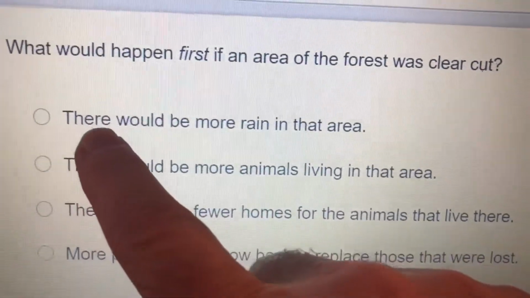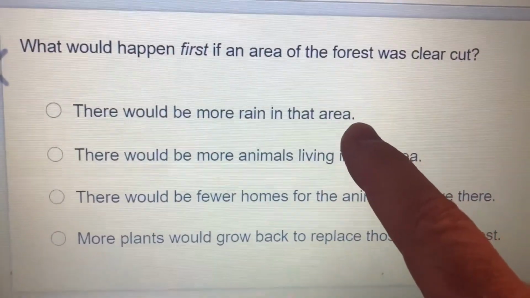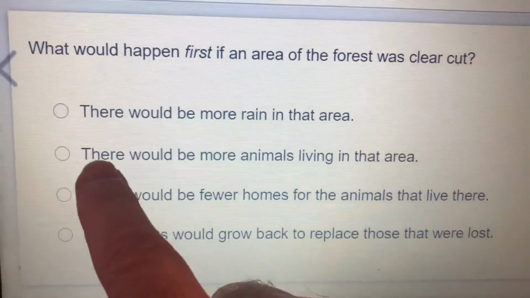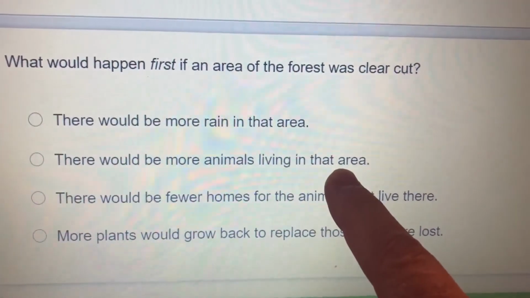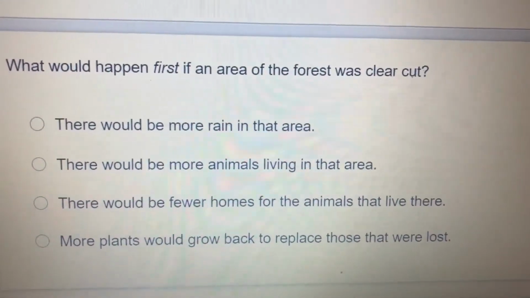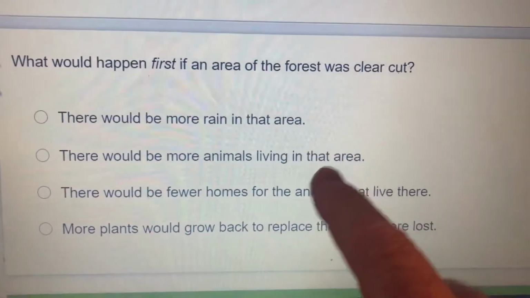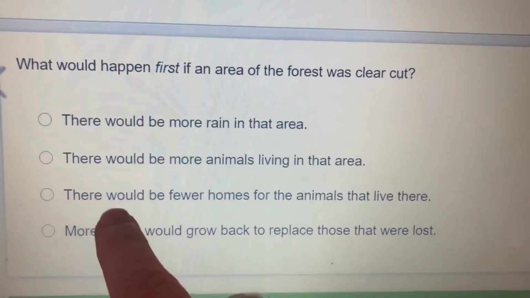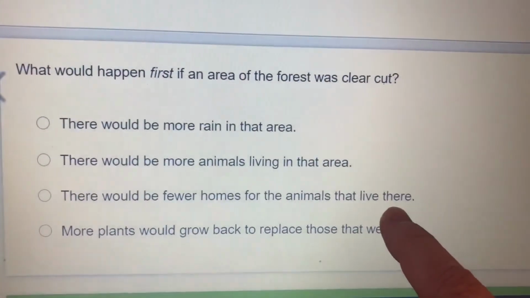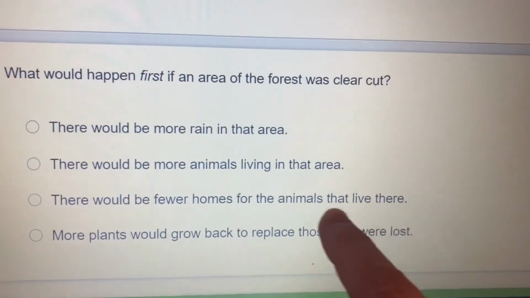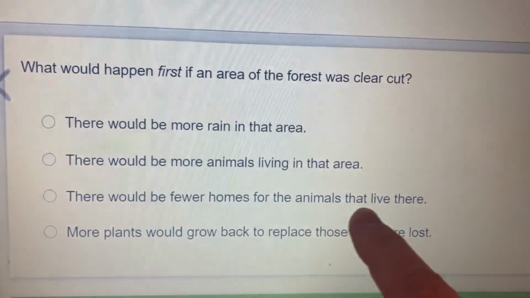Let's look at the first choice. There would be more rain in that area. So when we cleared the trees, there would be more rain. There would be more animals living in that area. So more animals would live there. So that means that we cut the trees, we cut their homes, and more animals are going to be there. Well, think about that. There would be fewer homes for animals that live there. Well, that makes sense to me. There would be less homes for the animals that live there.